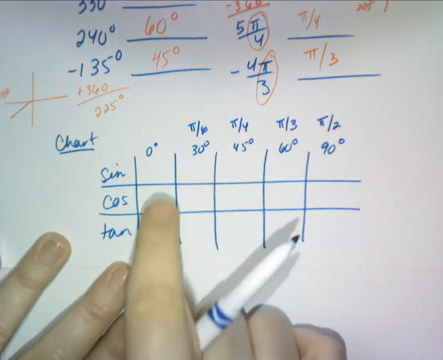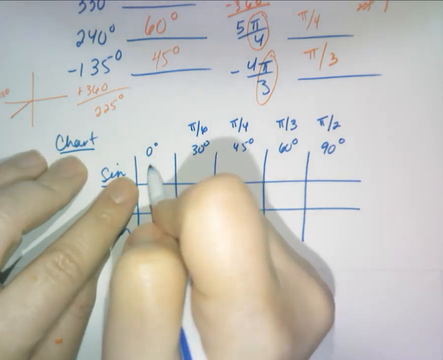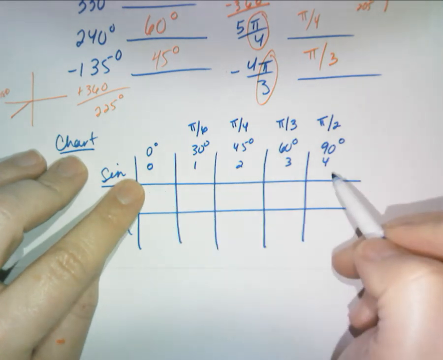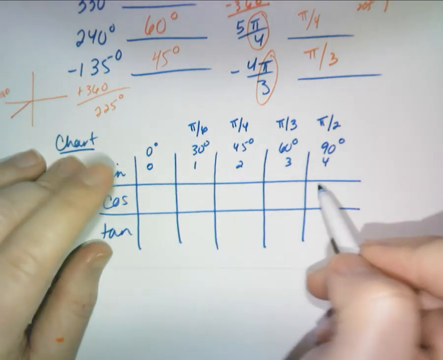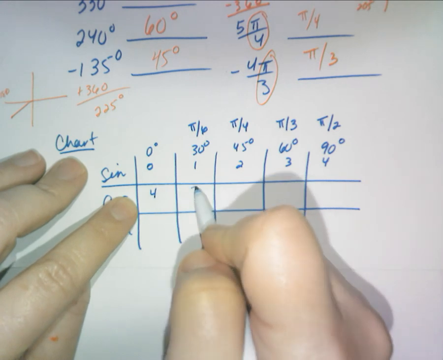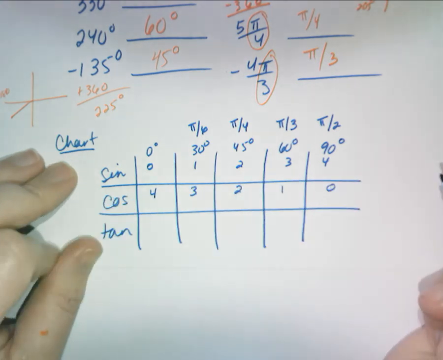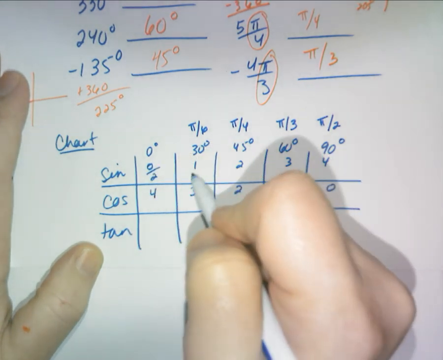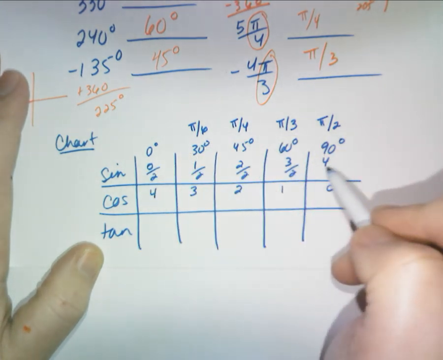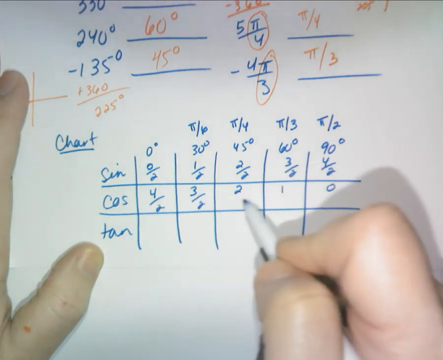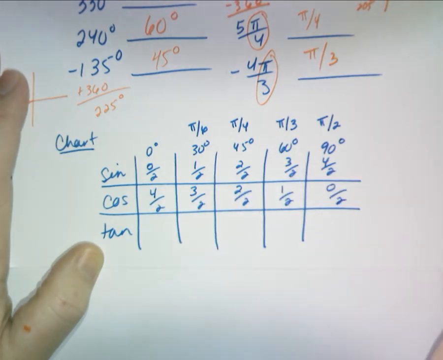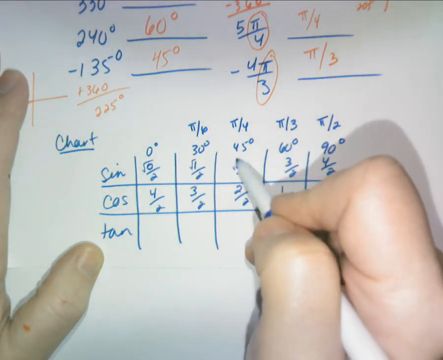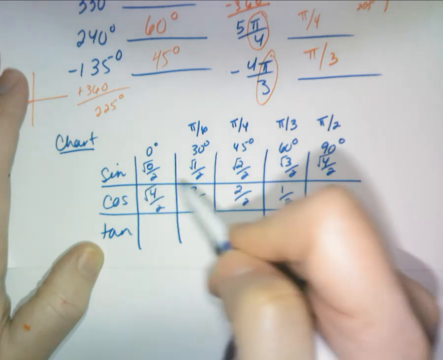Okay, now here's the trick that you do. Starting with 0, you go 0, 1, 2, 3, 4. You just start at 0 and count up to 4. Then the middle one, you start at 4 and count down: 4, 3, 2, 1, 0. Then do you remember this part? Put everything over 2. And then you take the square root of the top. Just the top. Square root of the top, square root of the top, square root of the top.